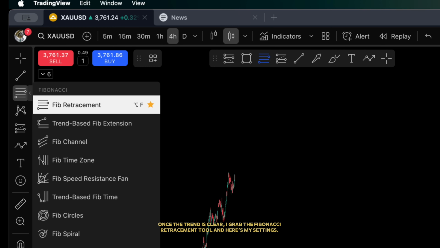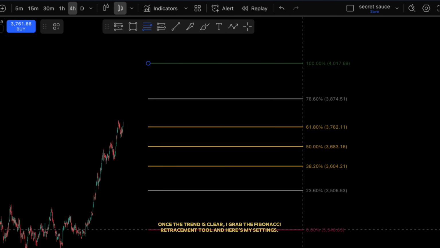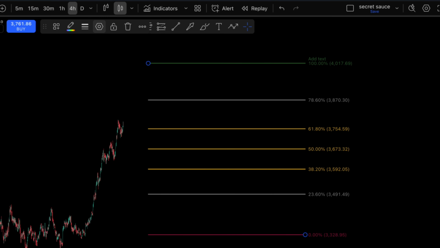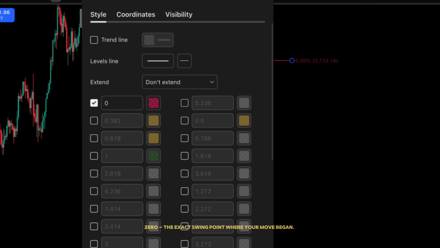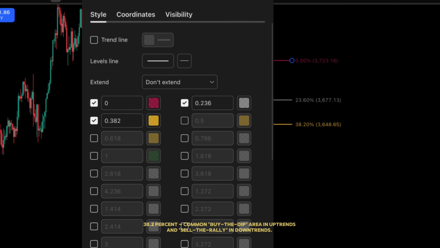Once the trend is clear, I grab the Fibonacci retracement tool and here are my settings. 0, the exact swing point where your move began. 23.6%, fast trends often bounce here. 38.2%, common buy the dip area in uptrends and sell the rally in downtrends. 50%, not a Fibonacci number, but markets love it. Great place to watch for reaction.